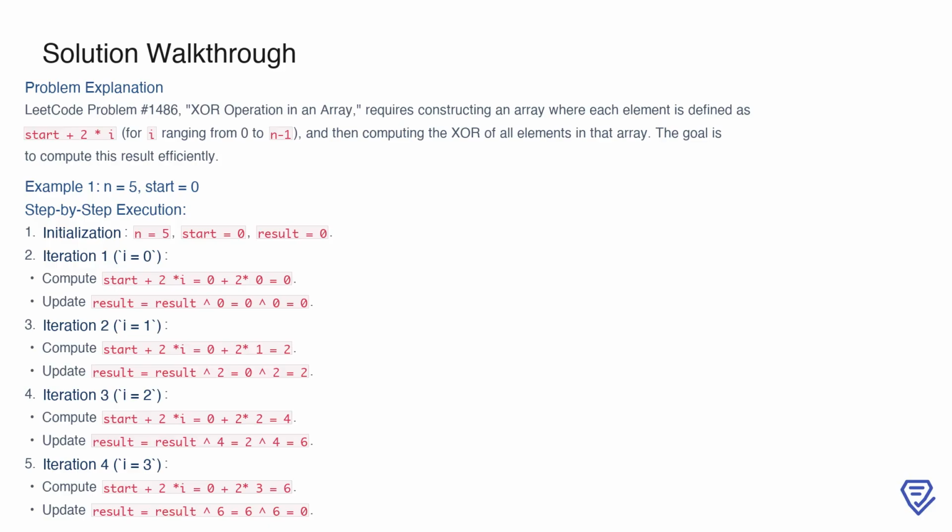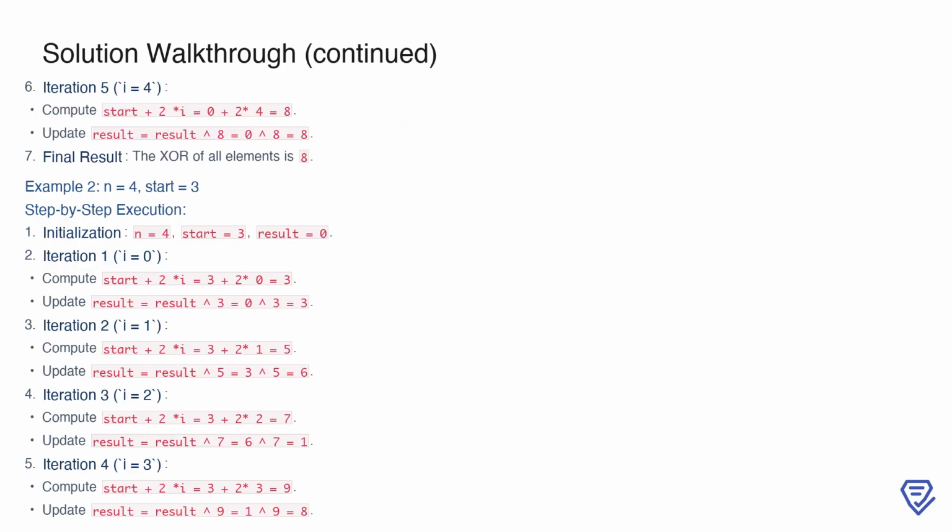At i equals 3, the value becomes start plus 2 * i equals 0 plus 2 * 3 equals 6, and XORing this with 6 results in 6 XOR 6 equals 0 as identical numbers cancel out. This process continues until all elements are processed. In the final iteration for n equals 5 and start equals 0, or i equals 4, the value is computed as start plus 2 * i equals 0 plus 2 * 4 equals 8. XORing this with the current result of 0 gives 0 XOR 8 equals 8. Hence, the XOR of all elements in this array is 8.